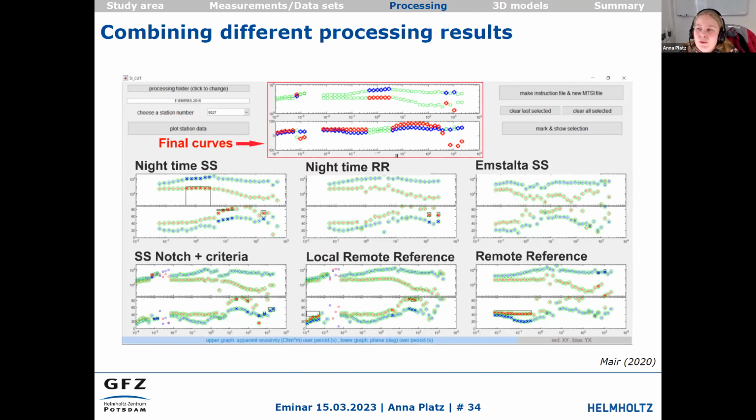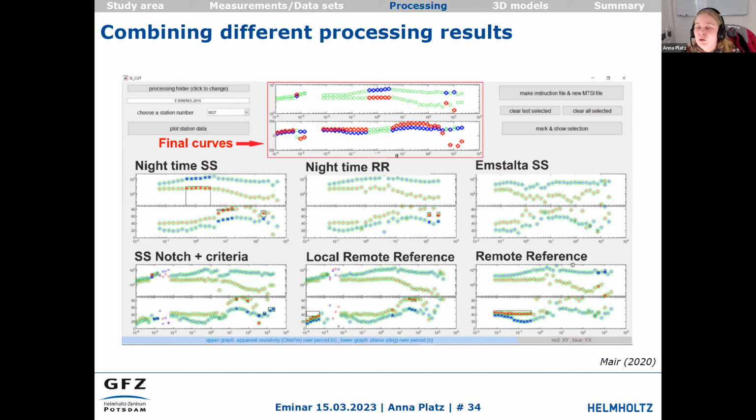As I showed you, we tried a lot of different techniques for our different stations. And what we normally get in the end is that we do not have only one smooth curve from one processing, but we get a couple of curves as shown here. For example, here you see the nighttime single site processing result, the nighttime remote reference result, the processing result for the short-time, long-time average filter, but also the processing result using the single-site processing together with notch filters and the pre-stack data selection criteria, the remote reference with a local station, but also with the Wittstock station.